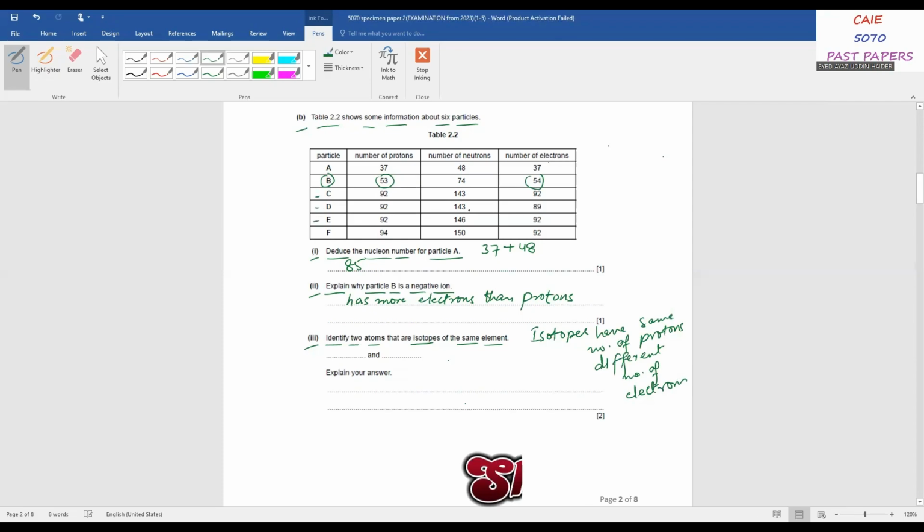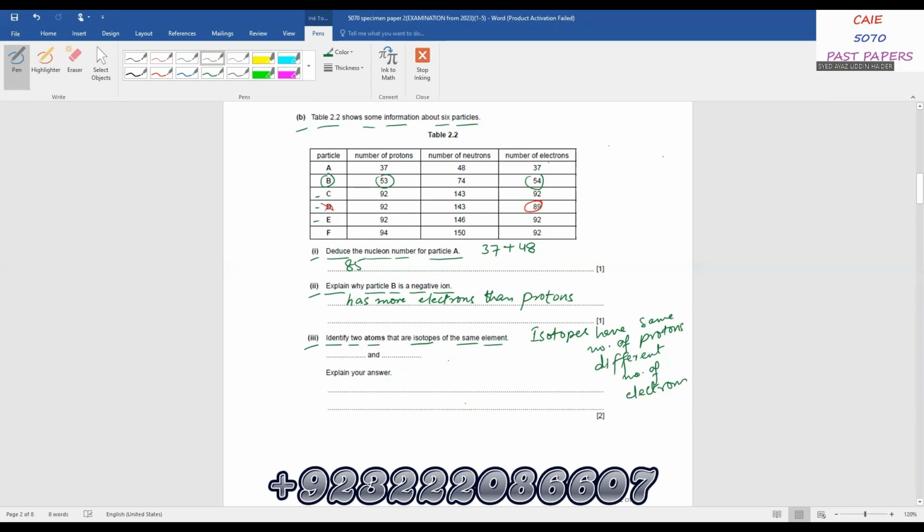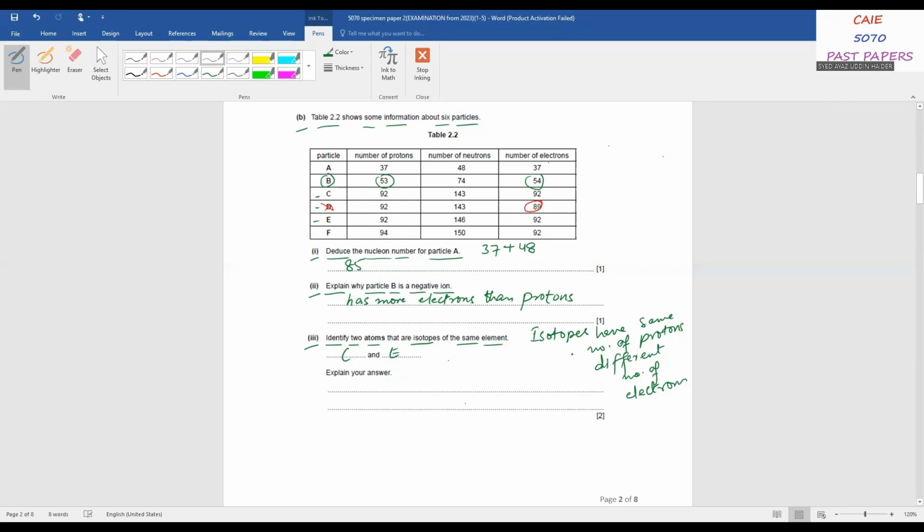Now we'll look at the number of neutrons as well as number of electrons also, because if number of electrons is different, then it must be the ion, not atom. So for D, the number of electrons is different. So you can't have D as the correct answer. If you look at C and E, both have same number of protons but different number of neutrons. The number of electrons are also same. So answer will be C and E. The explanation will be this: the same number of protons but different number of neutrons.